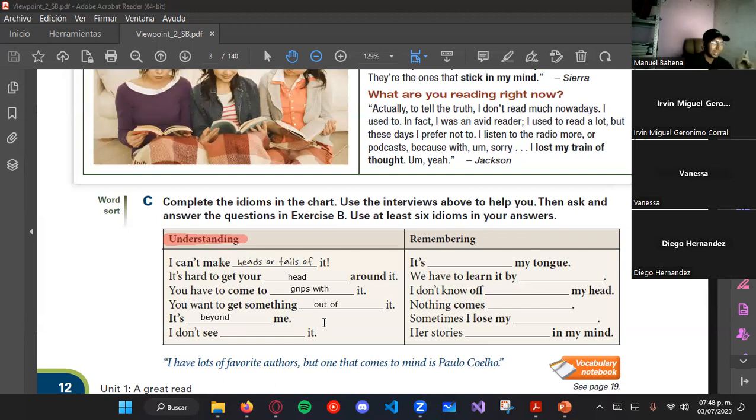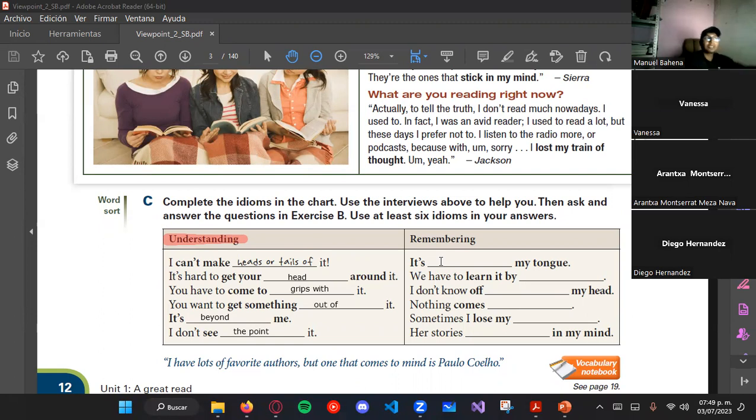Next one. I don't see the point of it. The point. Which means? No le veo el punto o el sentido, no le veo el caso, no le veo el chiste. Tantos modismos que tenemos también en español. Okay? Because I don't see the point of it. I don't see the importance of this. No le veo la importancia. No veo por qué es importante entender esto.